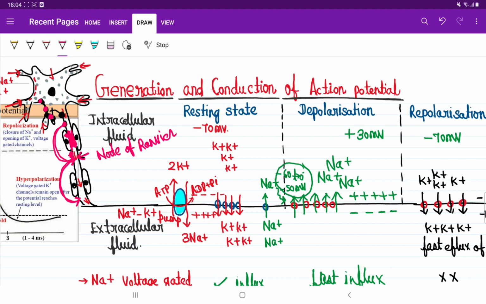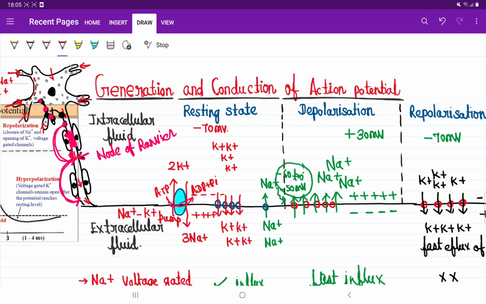Now one more question: why is the potassium ion concentration high inside the cell and the sodium ion concentration high outside the cell? The reason is the sodium potassium pump. The sodium potassium pump consumes a lot of energy. It consumes a lot of ATP, and it always pumps 2 potassium ions inside the cell and 3 sodium ions outside the cell. That's why this charge will be maintained.